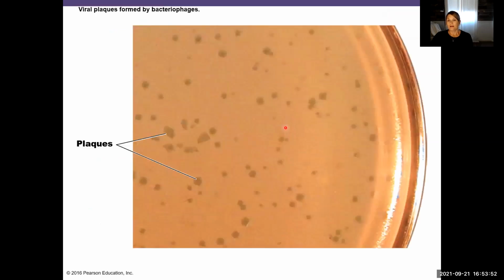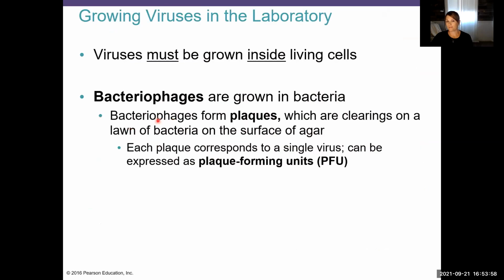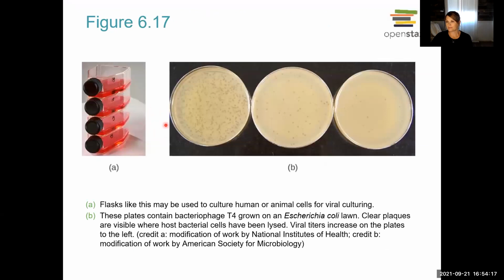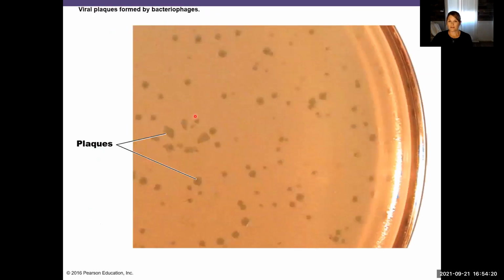So back here, we're talking about bacteriophage-formed plaques, which are clearings on a lawn of bacteria on the surface of the agar, because those phage are viruses that have infected the bacteria in that lawn and have systematically killed all the bacteria in that plaque. And so that's a clearing on the plate. Okay, makes sense? Here's another example to show you a little bit closer. So here's the lawn of bacteria all on this plate, and you can see these clearings where the plaque has infected the bacterial cell.